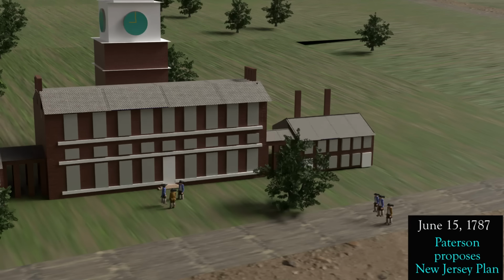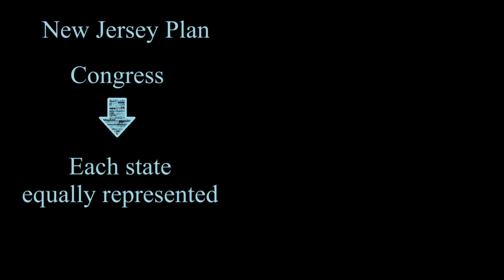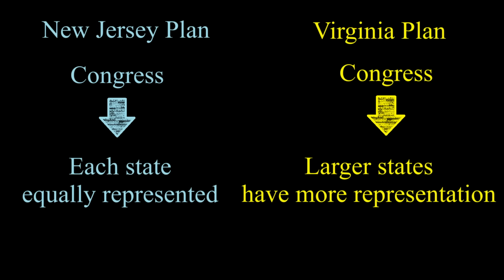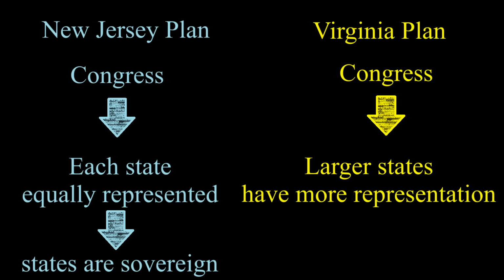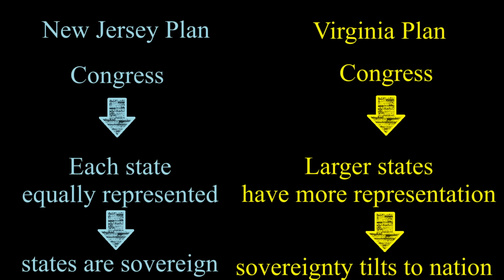Paterson argues that each state in the legislature, Congress, would retain an equal vote in Congress. So the New Jersey plan and the Virginia plan are offering different versions of the legislative branch. The New Jersey plan would be more like the Articles of Confederation, with the states maintaining strong sovereignty over Congress, while the Virginia plan calls for a powerful national government where the larger states have more say in Congress.